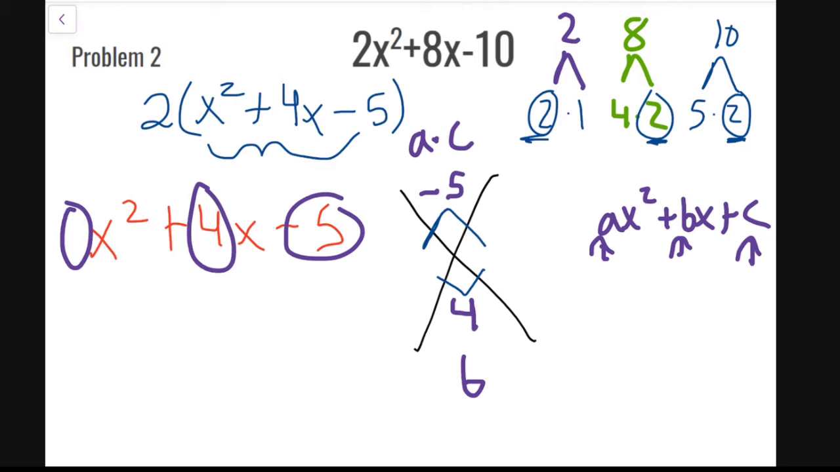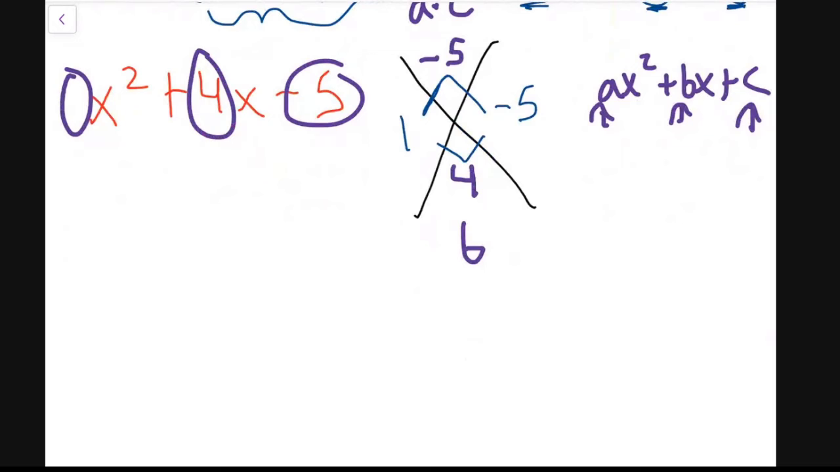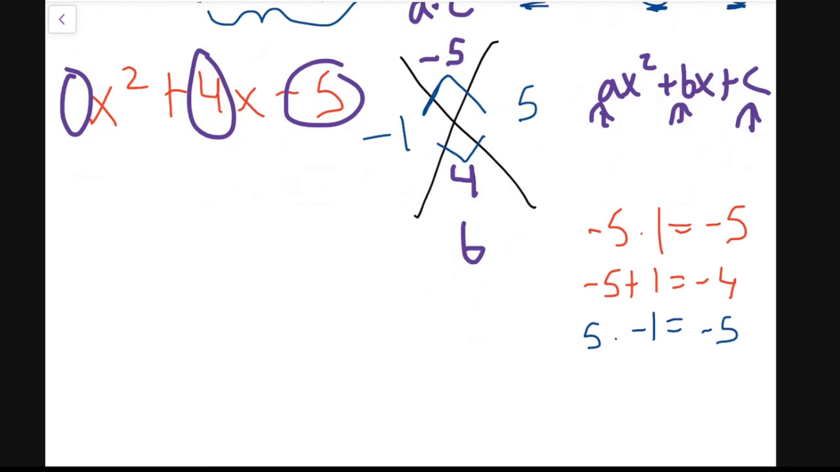So let's do negative 5 and 1. If we do negative 5 times 1, we know that's going to give you negative 5. And then negative 5 plus 4 is going to give you negative 1, not 4. So then, knowing that, we may as well just switch our negative to the other side. And there's no problem in guessing and trying. So then we do 5 times negative 1, and that's still going to give you negative 5. And then 5 plus negative 1 is going to give you positive 4. So there we go. We have our two terms.